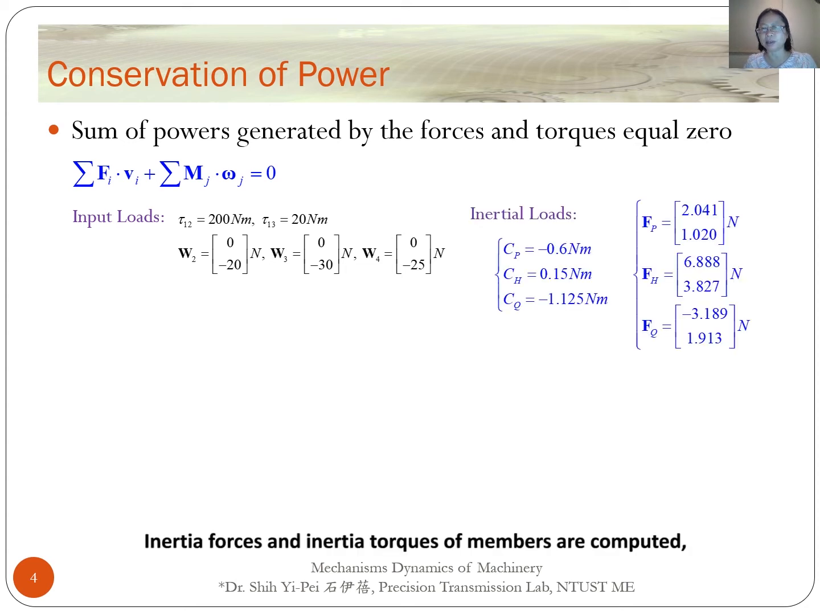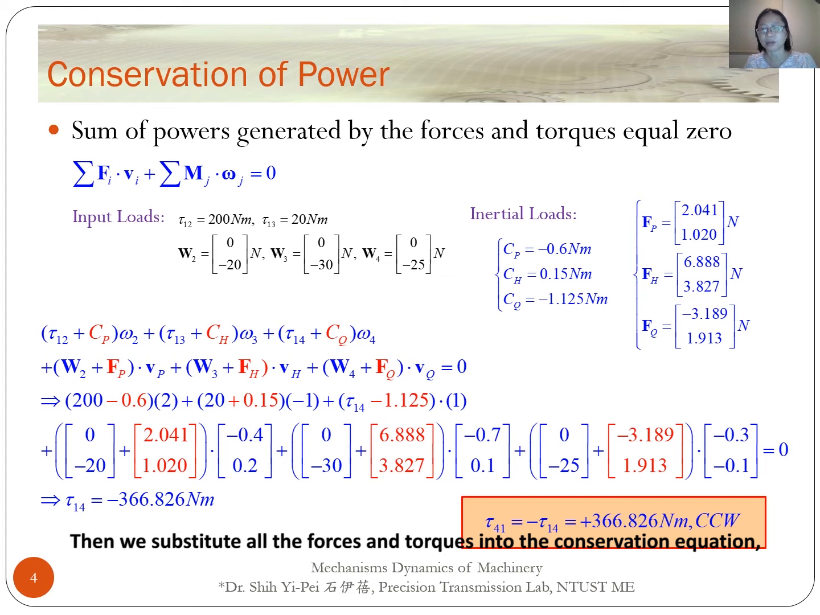Inertial forces and inertial torques of members are computed, and their values are listed here. Then we substitute all the forces and the torques into the conservation equations, of course, including inertial forces and inertial torques. They are colored red in the equation. It is easy to solve the problem using an equation. We have tau41 equal to 366.8 Newton-meter in the counterclockwise direction.